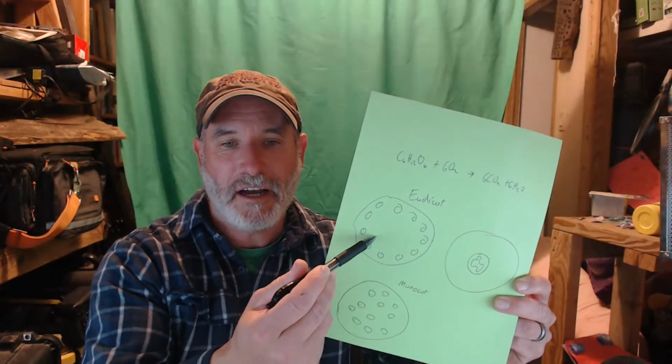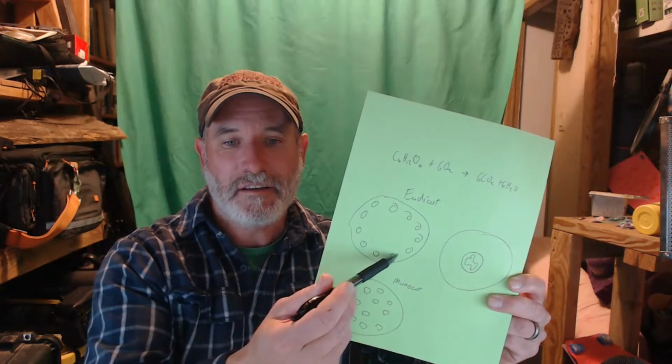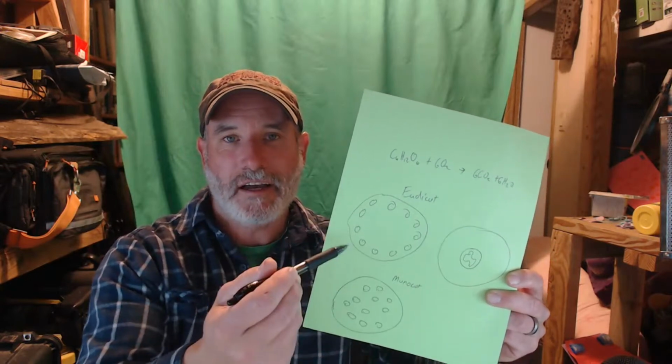This would be a eudicot stem. And you can see that the vascular bundles are on the outside. They're arranged in a circle. And there are differences in the roots too. I'm not going to give away every single answer, but looking at the structure of those vascular bundles is important for understanding the difference between monocots and dicots.